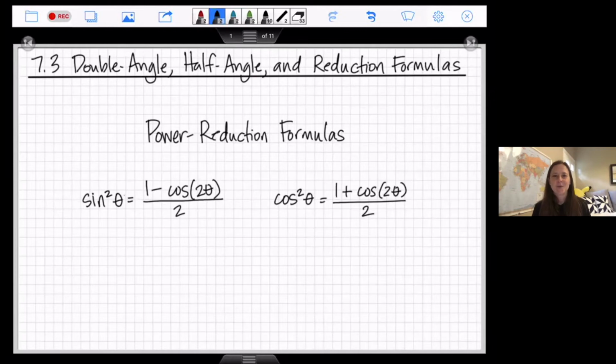Section 7.3, we're going to be looking at power reduction formulas in this video. So if you have a calculus problem with a sine squared or a cosine squared in it, and you really, really need the trig function to not be squared, these formulas are the way to go. And these are both just rearrangements of those cosine double angle formulas that we already learned about in class.